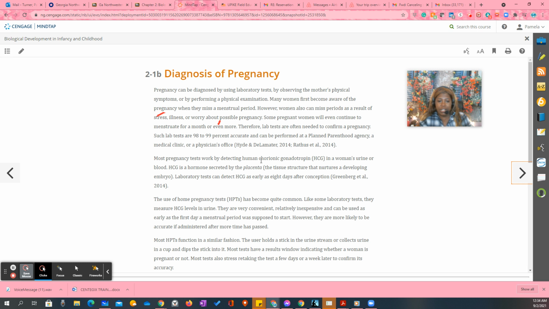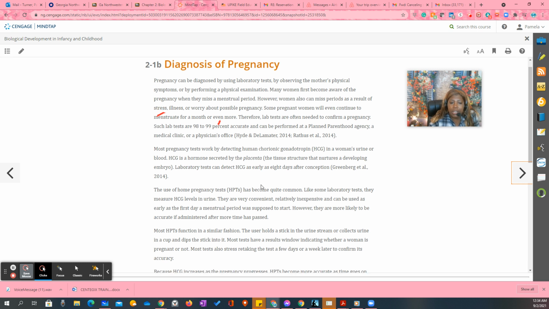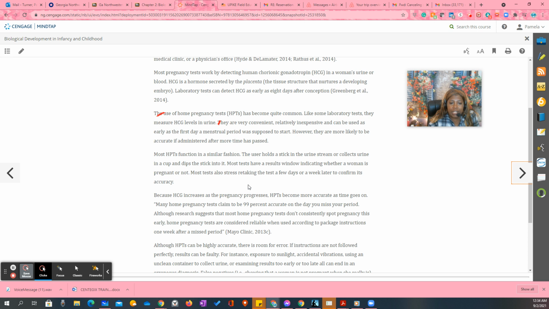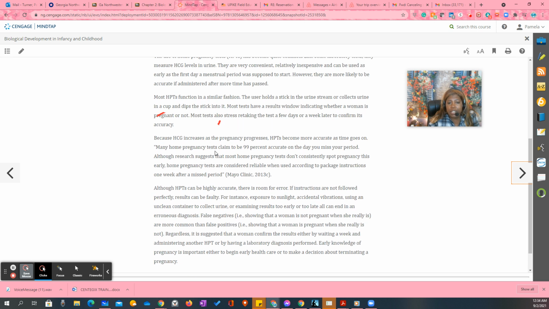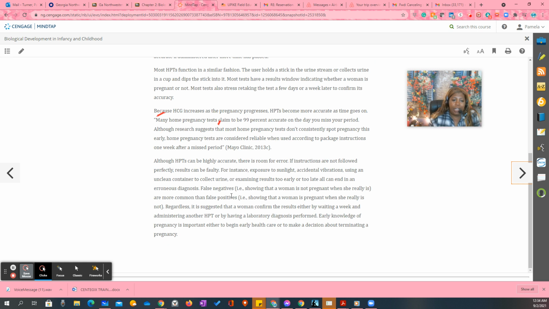Most often the urine test is pretty accurate, but definitely the blood test is the most accurate. Many home pregnancy tests claim to be 99% accurate on the day you miss your period, although research suggests that many home pregnancy tests don't consistently spot pregnancy this early. So they're not always considered reliable. And you know the importance of validity, I do need my test to be valid, right? I don't want to take a test that's not valid, because I can take the test over and over again and it tells me that I am not pregnant, and it really could be because it was an old test, because it wasn't valid or reliable.